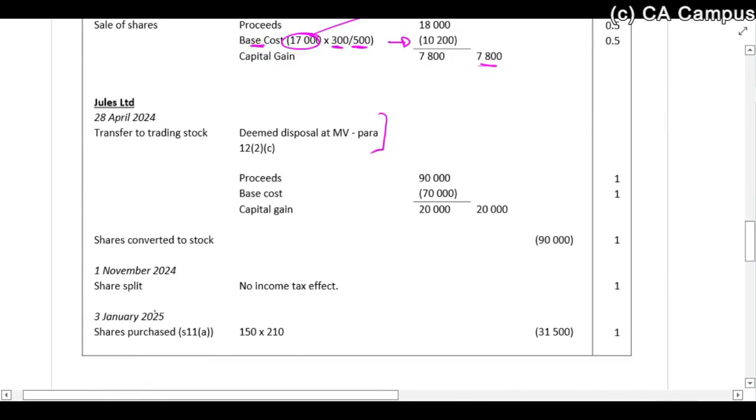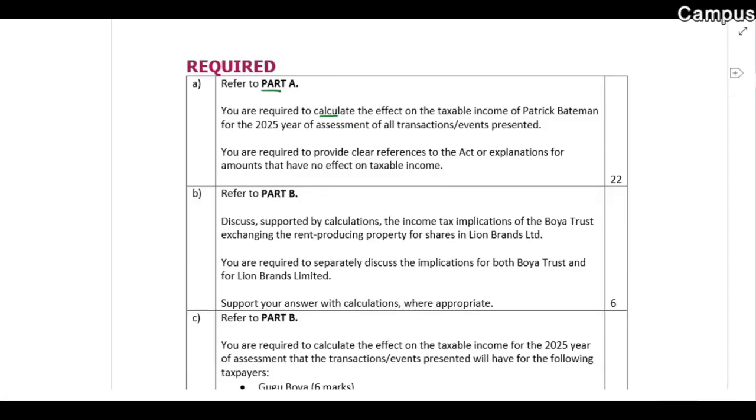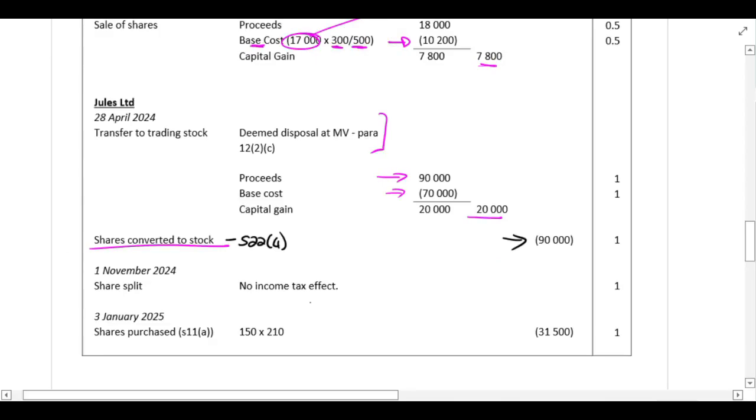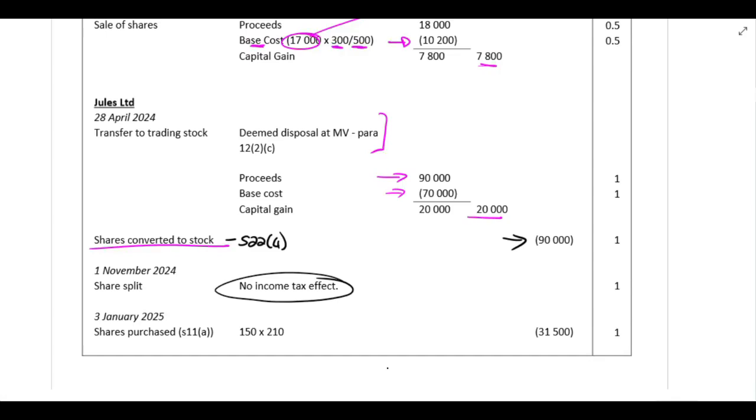Alright, so there's our disposal, proceeds, base cost, gives a capital gain. We then treat it as if we purchase it, so this is section 22.4, for its market value. They then tell you that they then have a share split. For every one share is split into 10 shares. Okay, so what happens for tax purposes? Nothing. Can you see? Because we didn't get value, we just have extra shares, but the value per share is less. So we still have the same value of shares.